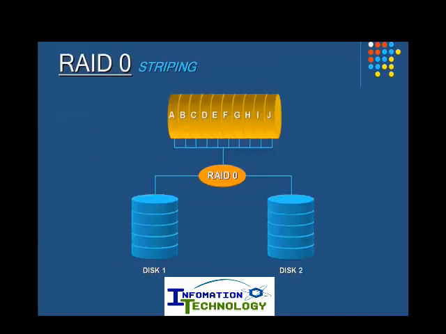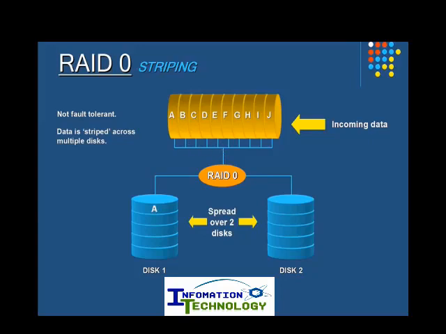Now RAID 0 is not fault tolerant. In fact, RAID 0 shouldn't even be called RAID, because not only does it not provide fault tolerance, it actually increases the chance of data loss, because in a RAID 0 the data is not duplicated, but is spread, or striped, across two separate disks. So if just one of these disks fails, then all the data would be lost. The only reason you would want to use RAID 0 is for speed, because when you have two disk controllers working instead of one, accessing data is much faster.